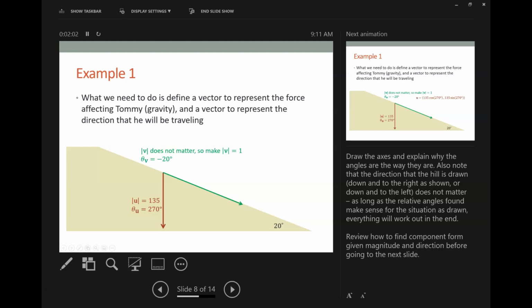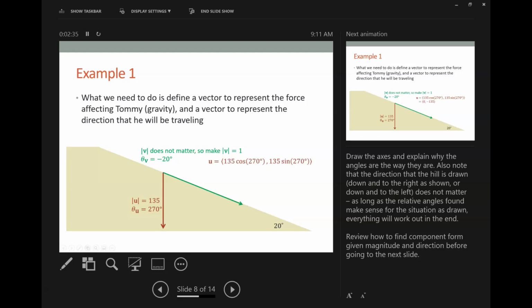And the magnitude of V, we weren't given any information about the length of this hill or how long it is or anything like that. So we have a lot of freedom here to choose the magnitude of the hill to be really whatever we want. What we really care about from the hill is just its direction. So we're going to choose the magnitude to be 1, and the direction is -20 or 340. Either way of writing it is fine. Everybody's okay there?